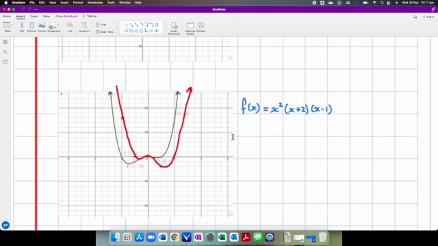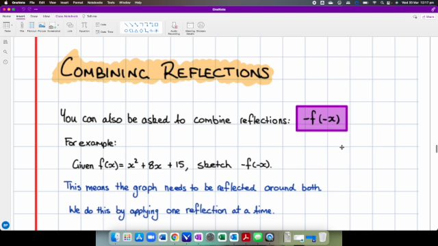Now, the fun one. Let's add them together. If I can reflect it one way, why not do both reflections at once? Yeah, the fun one. You can also be asked to combine. I can give you, can you sketch negative f of negative x? Of course I can. Of course we can. We're mathematicians. We push the boundaries to see what we can and can't do.